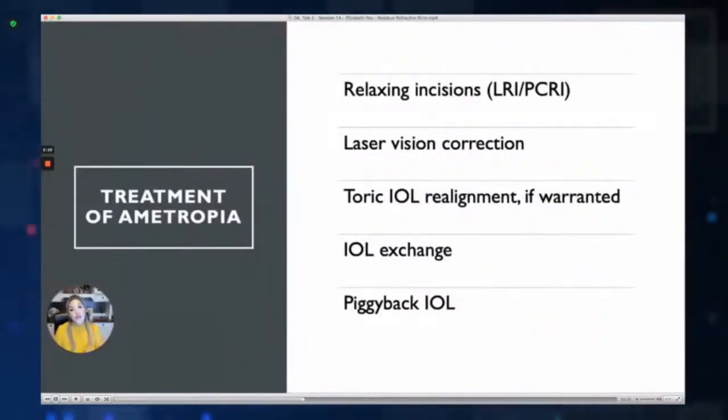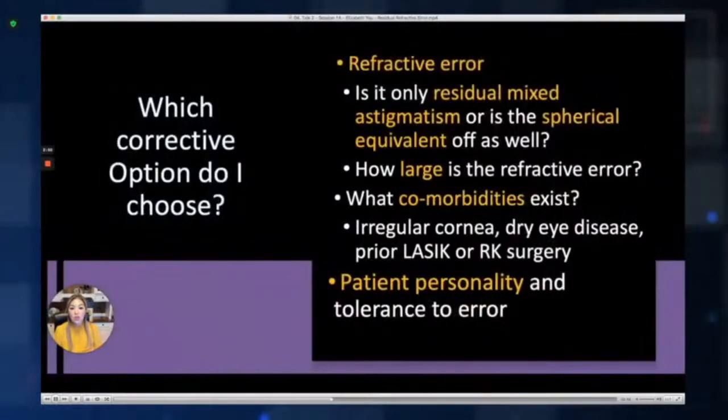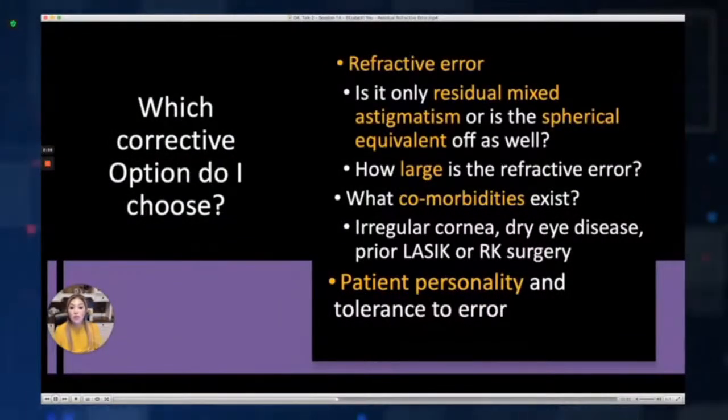There are various treatment options available: relaxing keratotomies for those with mixed refractive astigmatism, laser vision correction. If the toric IOL should be realigned, that should be a goal in mind, especially if it is a mixed astigmatism. A lens exchange or a piggyback lens can be all considerations. And which corrective option you choose should depend on a few of the following.